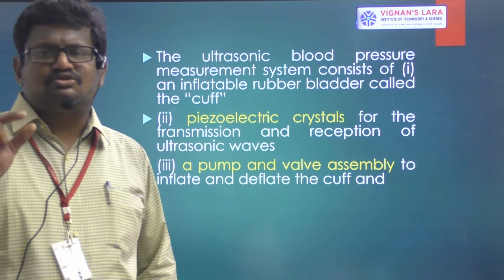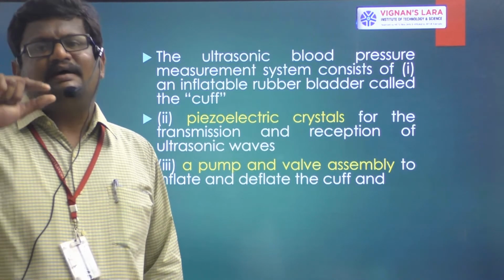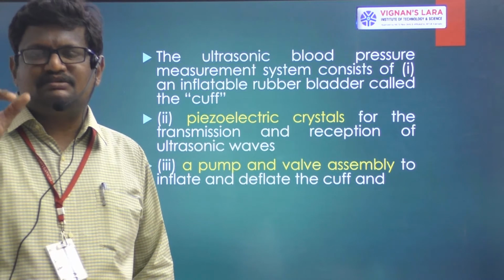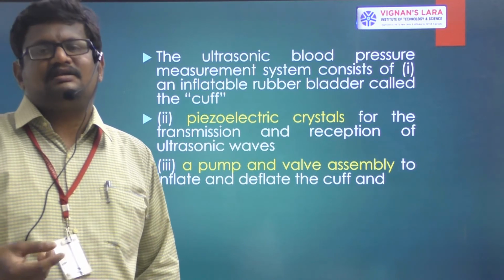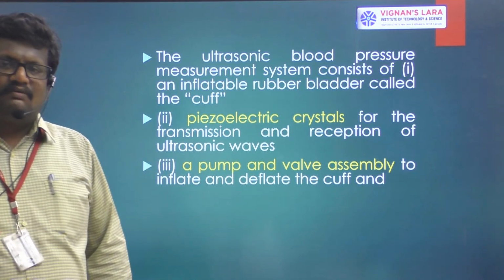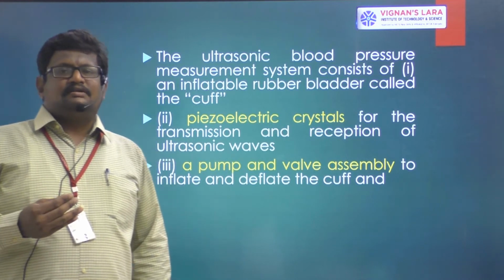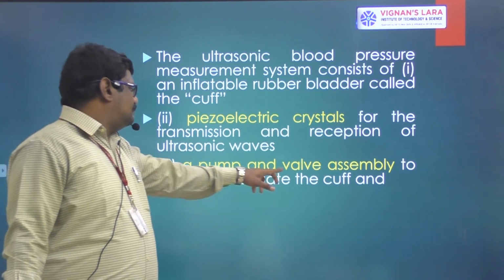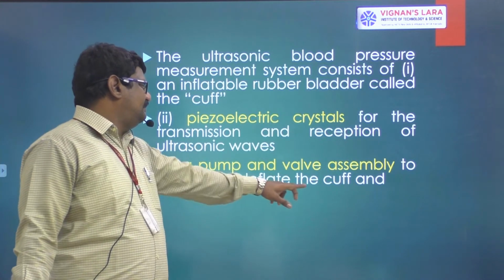A valve is used to keep the value frozen at a particular pressure. Suppose this is a systolic pressure, now that pressure is being frozen, to note it down later. That is the role of the valve. Just like you have valves for the water pipes in the homes, this is the valve used here in the blood pressure measurement. A pump and valve assembly to inflate and deflate the cuff.